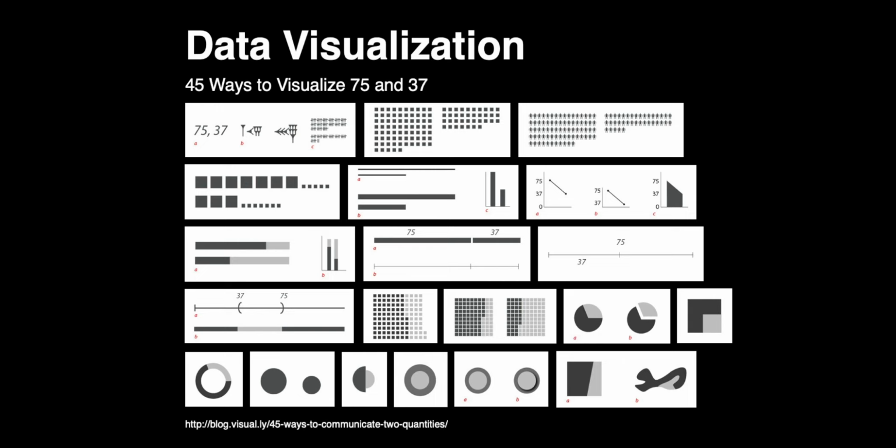So Visually actually did a pretty amazing study taking 2 quantities and was able to find 45 different ways to visualize them. There's line charts, icons, dot matrix, pies, areas, shapes, values, and many, many others. So honestly, there's an infinite number of ways I could visualize any data set. The hard part is finding the best way to do that.